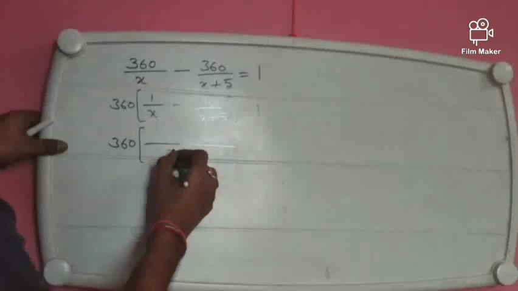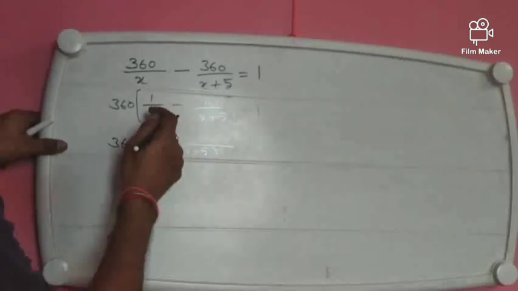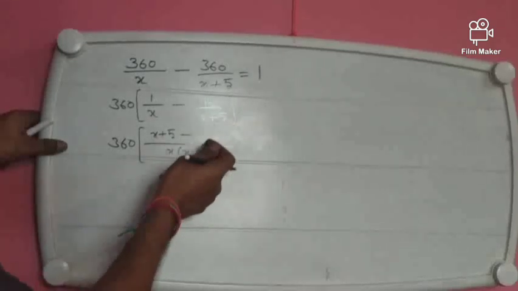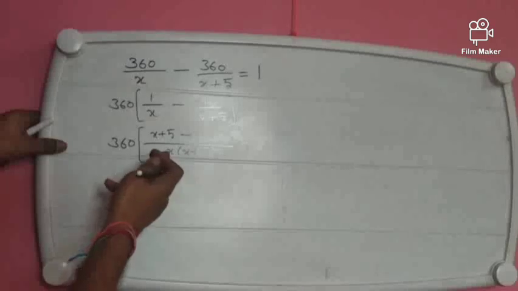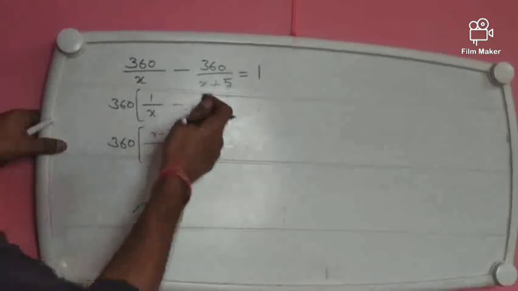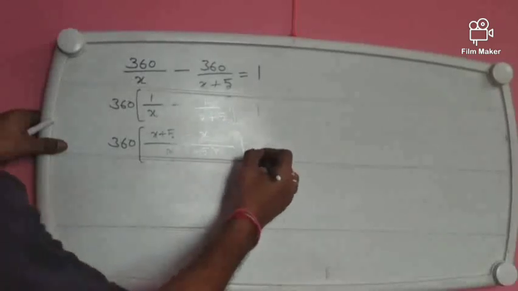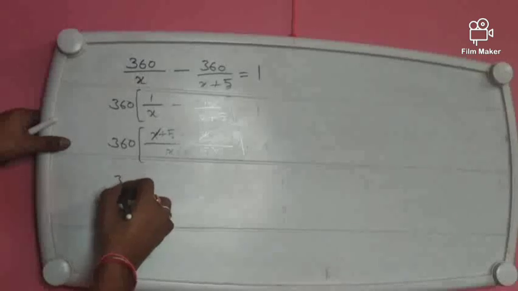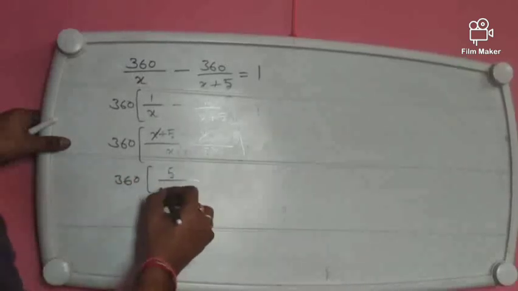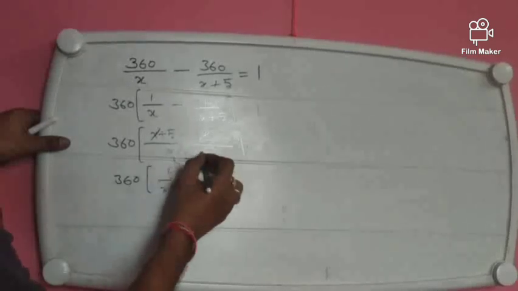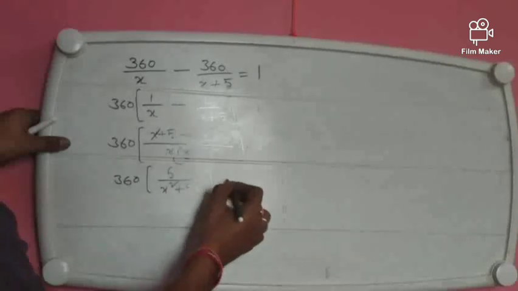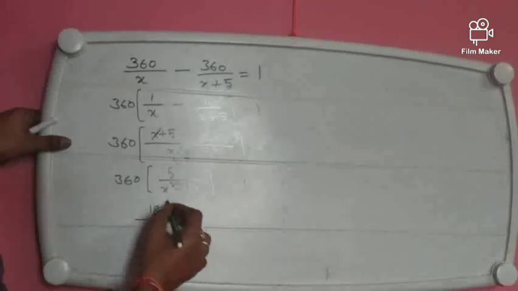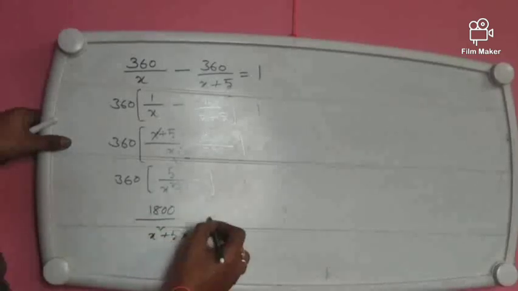Now here you can take a simplification. The LCM is x into x plus 5. So x cancels, x plus 5 into the numerator 1, so x plus 5 minus x. You know very well about these calculations; you have practiced well. Positive x and negative x both cancel. So 360 of 5 by x into x plus 5, that is x square plus 5x, is equal to 1. Now 360 into 5, you know very well, is 1800. So 1800 by x square plus 5x is equal to 1.